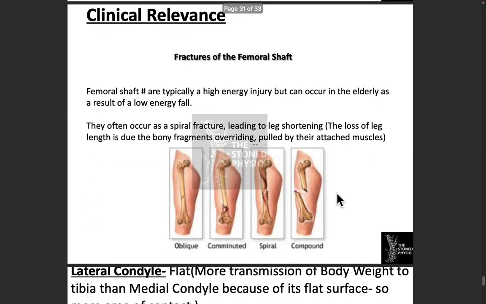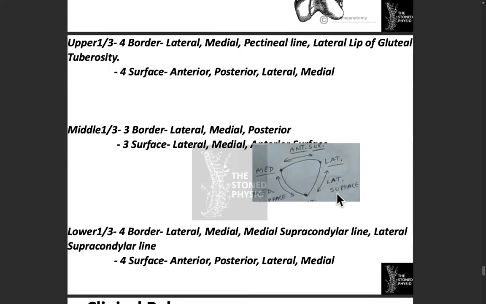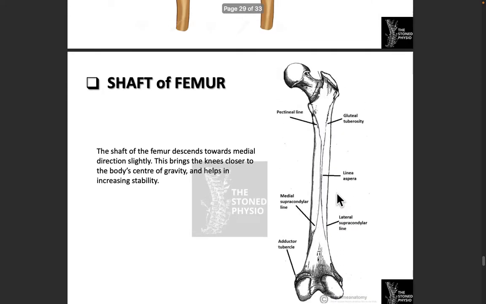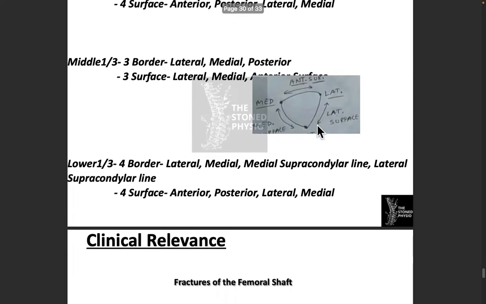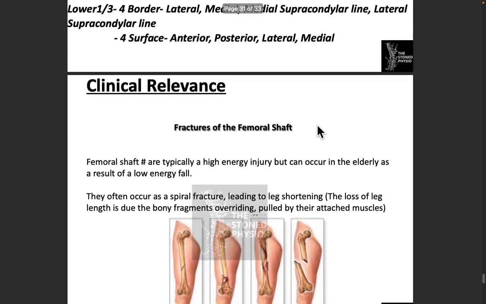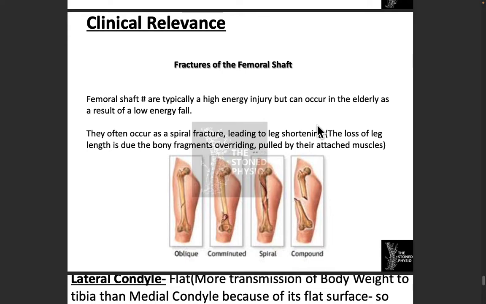That's all with the shaft of femur. We have talked about the shaft, the head, and the neck, and then the intertrochanteric line and the intertrochanteric crest. I hope we are clear till now.